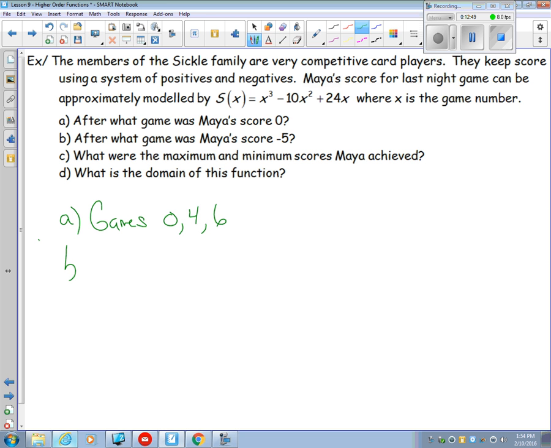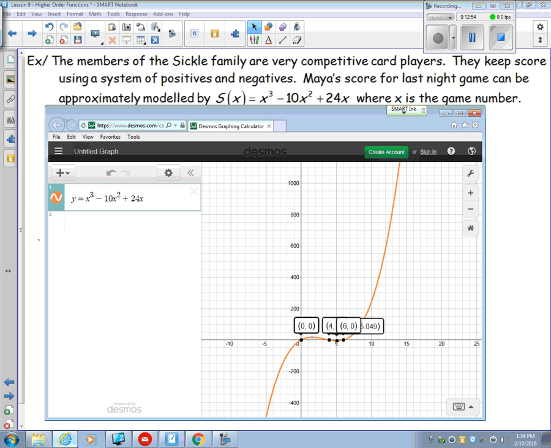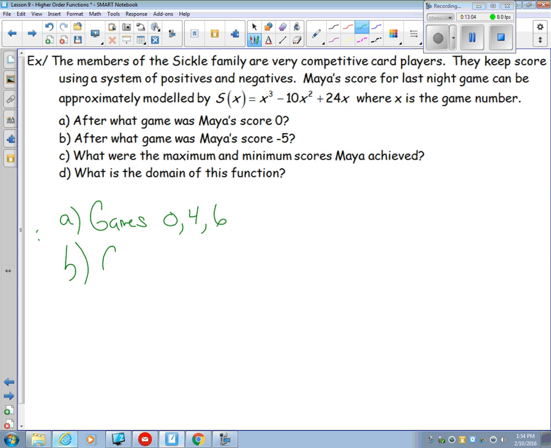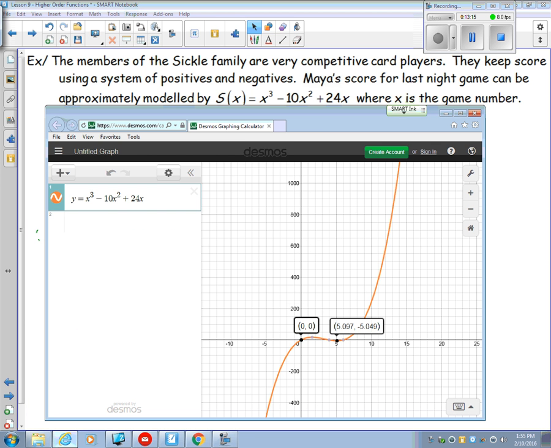After what game was her score -5? Well, when I touched those gray dots a second ago, I think I found a -5 one, didn't I? Let's get rid of these two. I can't see there. There's a -5 score. So I would say that would be the 5th game, if you will. So game 5. What were the maximum and minimum scores that she obtained? Well, I think her min score we just found, right? I think that was -5. Just looking at that one. Looks like -5 to me is the lowest one.